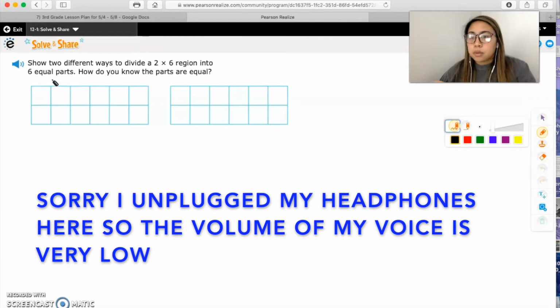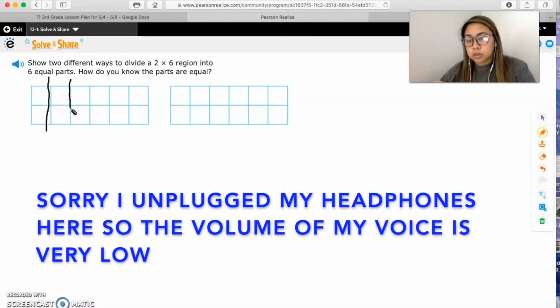One way you could equally divide this is if you cut the shape right down the middle, but make sure that there are 2 in each section. So there's one section, 2 sections, 3 sections, 4 sections, and 5 sections. So we equally divided into 6, and there's no box left over, so they were equally divided. And there's 2 boxes in each section.